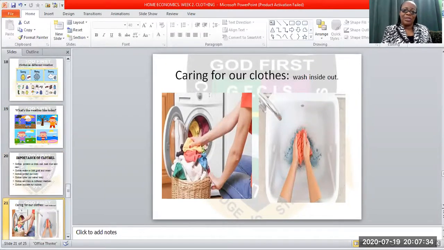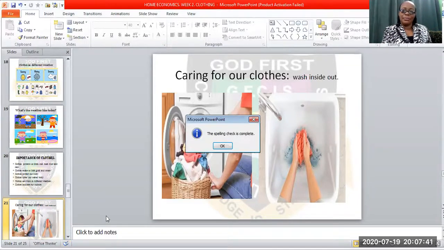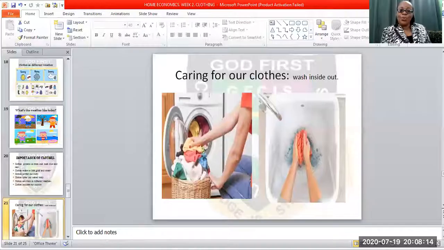And then what did we say? We also said that whether you use hand wash or machine wash, whatever kind of wash you want to have, we should be able to clean our clothes very, very well.